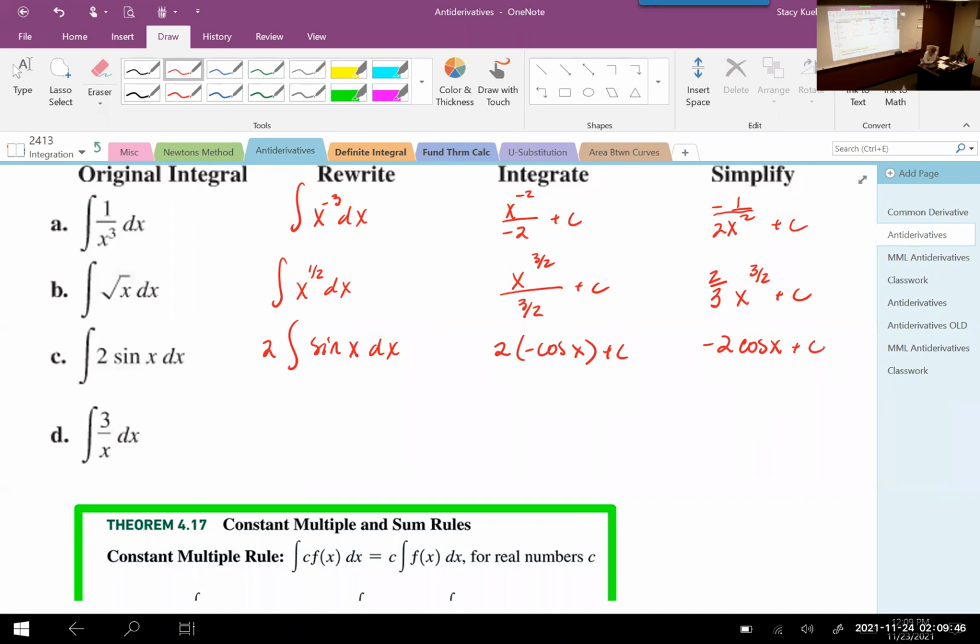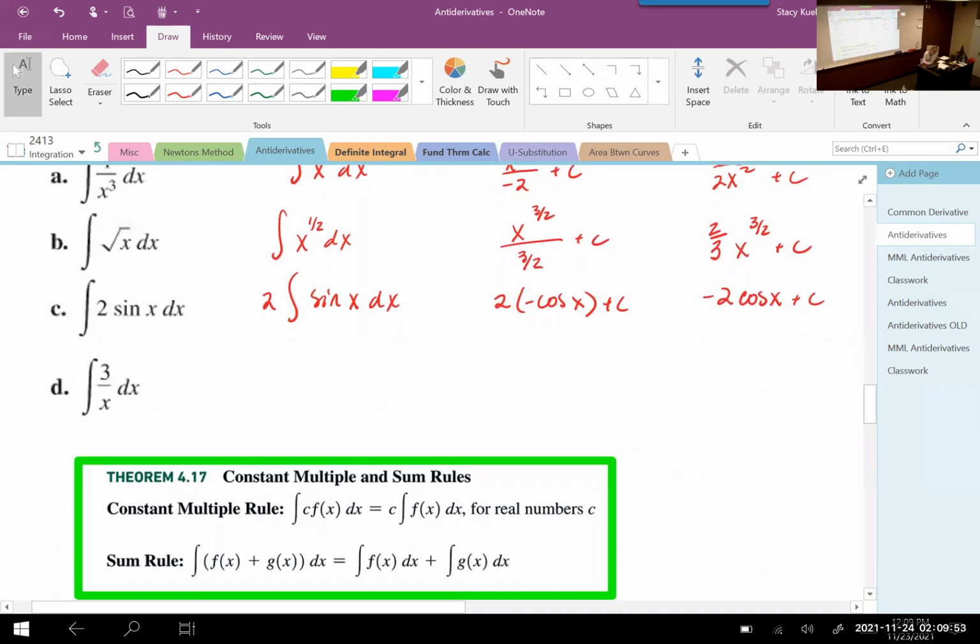Here's another one that is probably in the wrong section, but we'll practice some more of it a little later. If we apply the constant multiple rule, this would look like 3 times the integral of 1 over x dx. What do you initially want to do? Because that's all we've done so far. Apply the power rule, right?